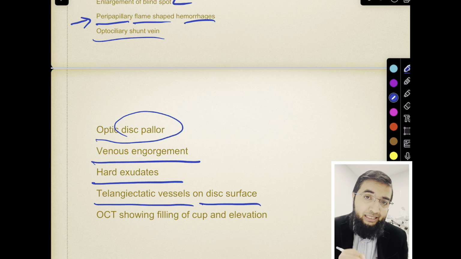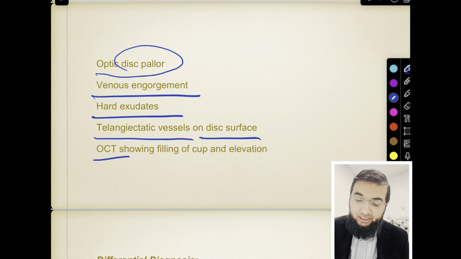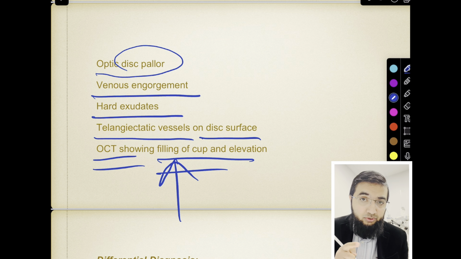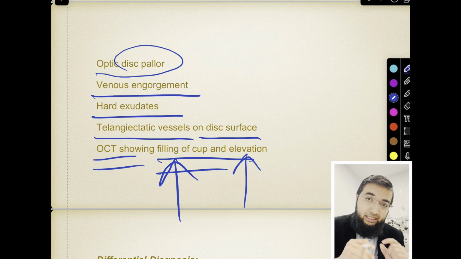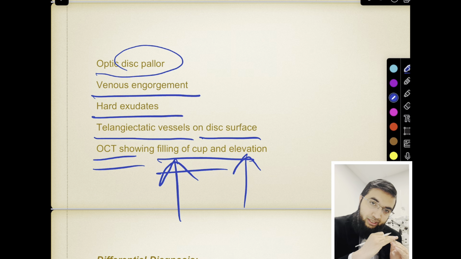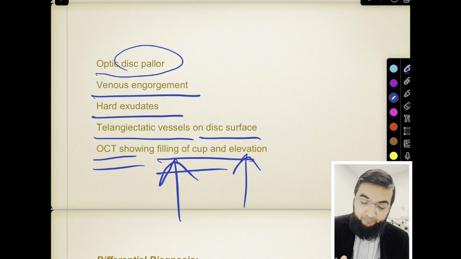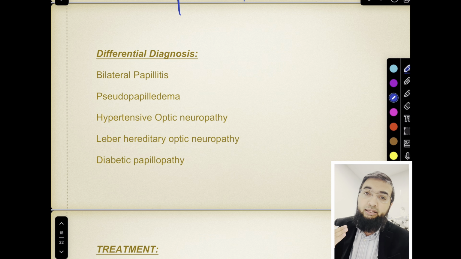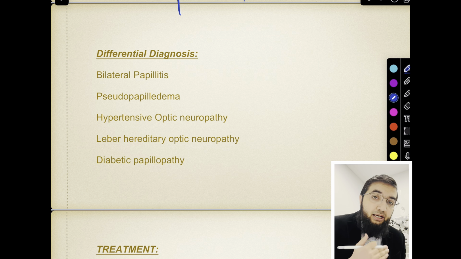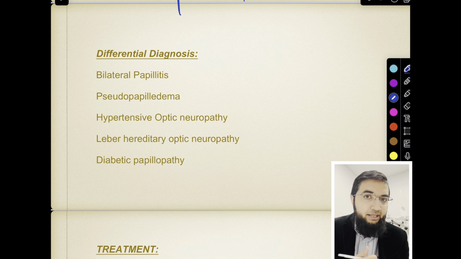That's why taking pictures, documenting it, and coming back to it is important. When you look at the OCT, you will see the filling of the cup. That's what I was showing you in the OCT that I showed earlier. And you see some elevation also. You can literally calibrate that elevation on the OCT when you are sitting there, and then you can monitor it over time. But remember, there are other conditions which will present similarly to this condition. So you need to rule out those as well. Very important to rule out.